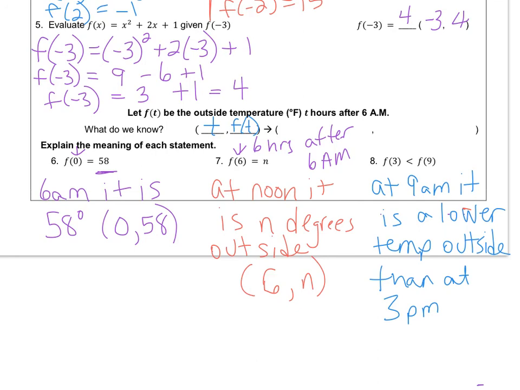Okay, so as long as you were able to know that 6 hours after 6 a.m. is noon, and 3 hours after 6 a.m. is 9 a.m., 9 hours after 6 a.m. is 3 p.m. So as long as you were able to convert your hours, I'm sure you did fine on this. The other thing is I did fill in what do we know. And we know that our input is t. That's the time after 6 a.m. And our output is the result, the function of t, f of t.